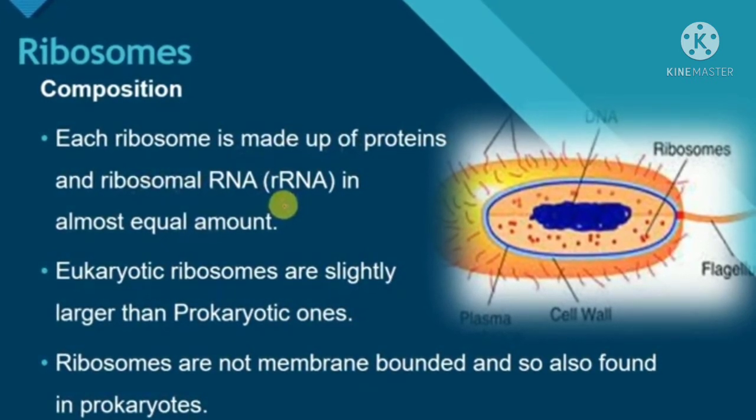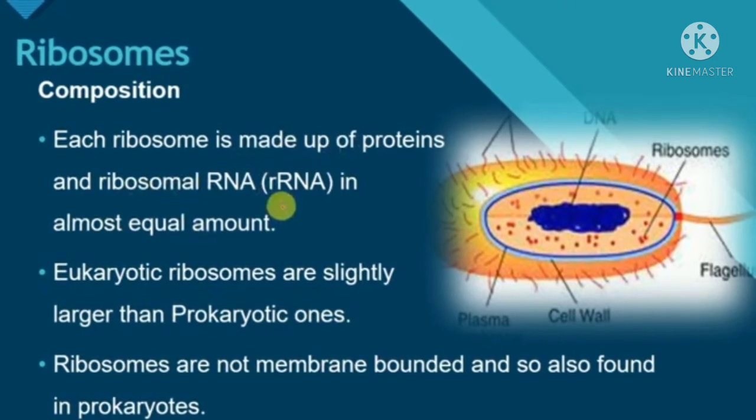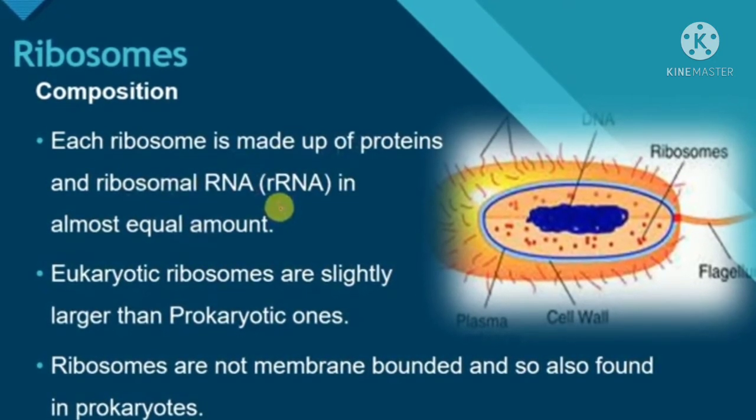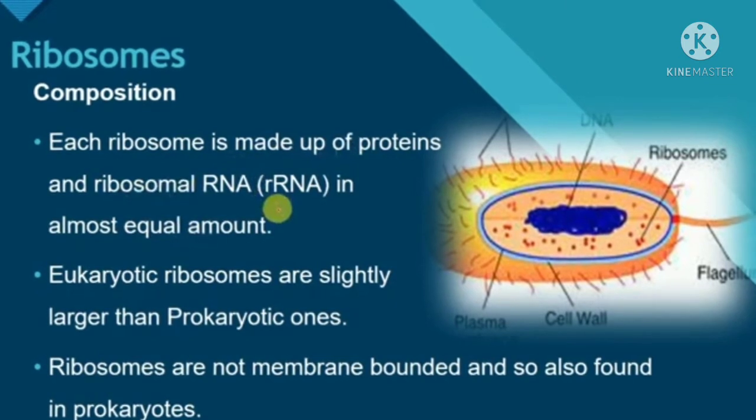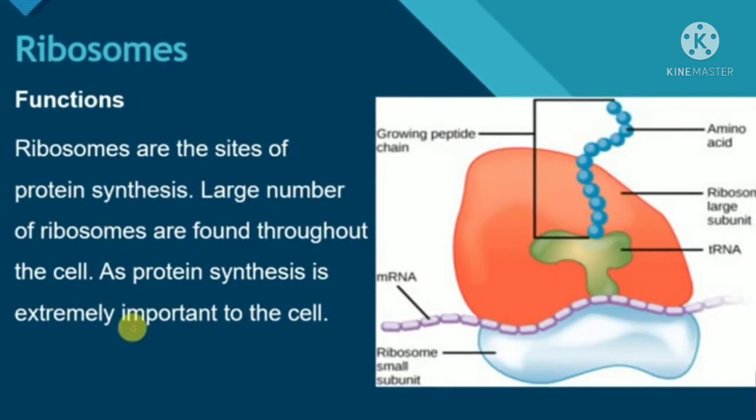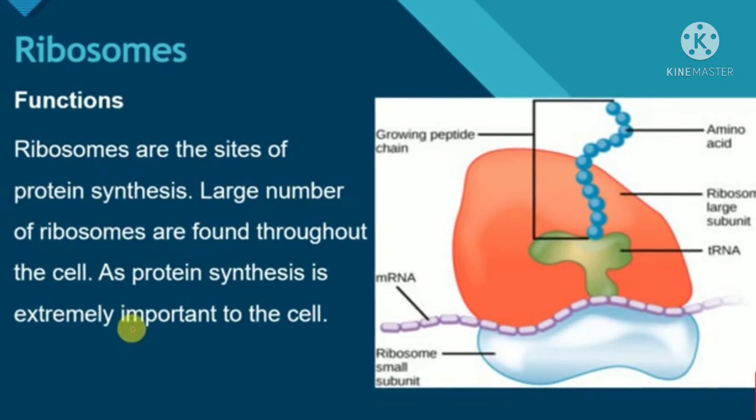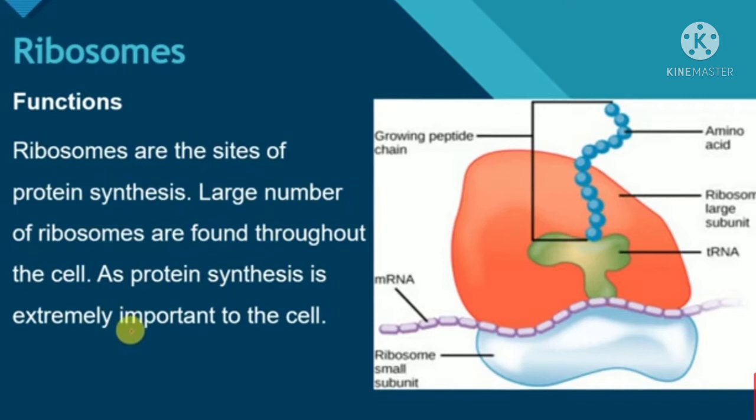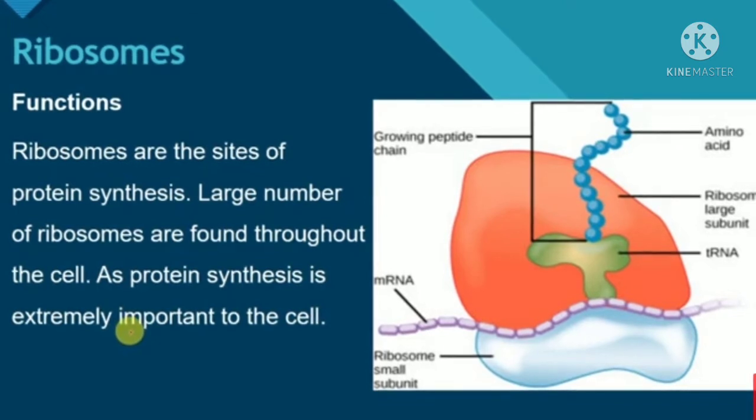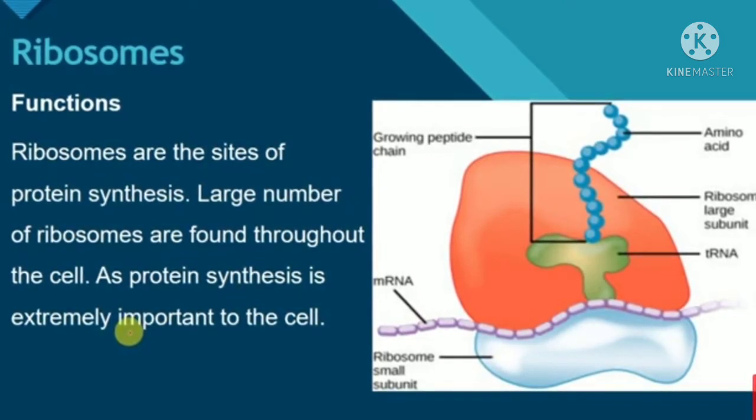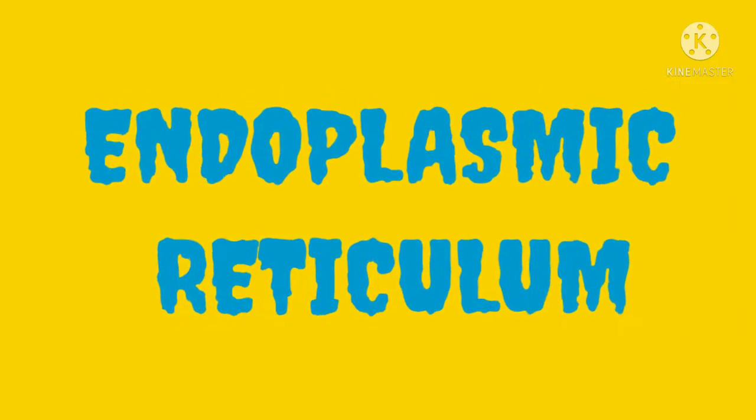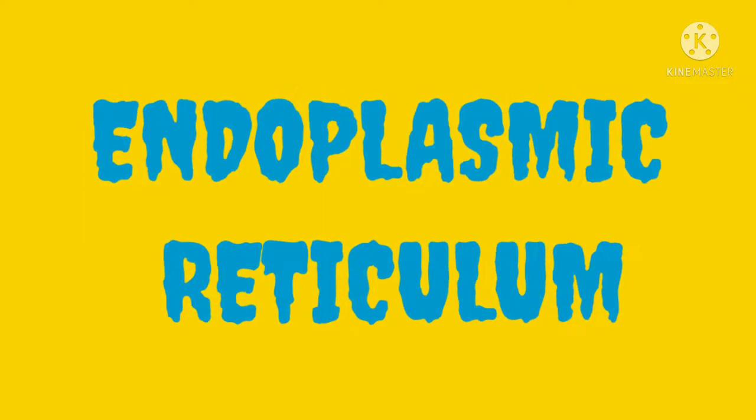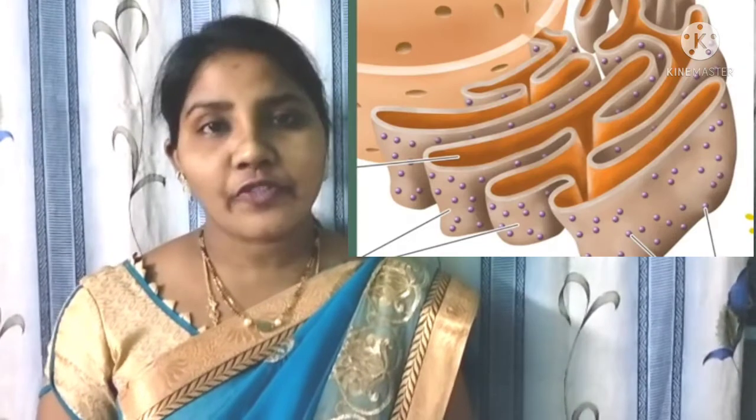Eukaryotic ribosomes are slightly larger than prokaryotic ones. Ribosomes are not membrane bounded and so are also found in prokaryotes. Now coming to the function of ribosomes, the sites of protein synthesis. A large number of ribosomes are found throughout the cell as protein synthesis is extremely important to the cell. Then coming to the endoplasmic reticulum. The next cell organelle is endoplasmic reticulum. This is in the short form of ER.